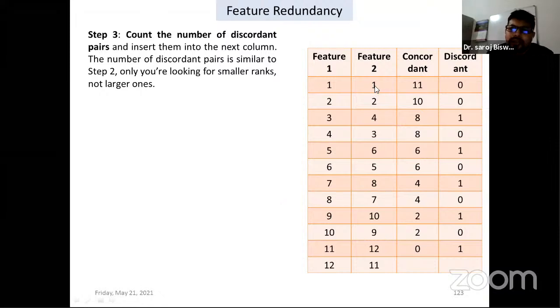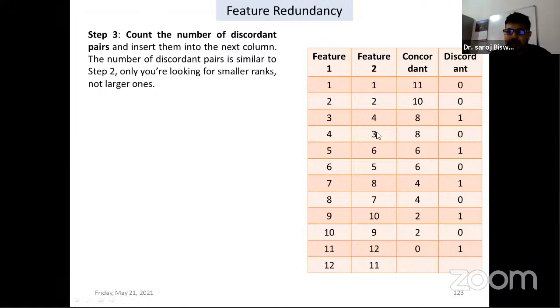If you talk about 1, none of the ranks below is lower than 1. Below we have a number of ranks, but none of them is lower than 1. That's why the discordant of 1 becomes 0. Discordant of 2 becomes 0, because none of them is lower than 2. Similarly, now see 4. How many are lower than 4? Only 1, 3. Rank 3 is lower than 4. That's why the value is 1 here.